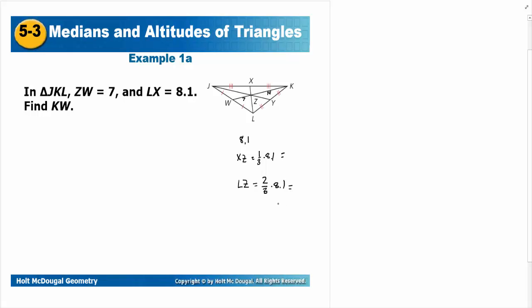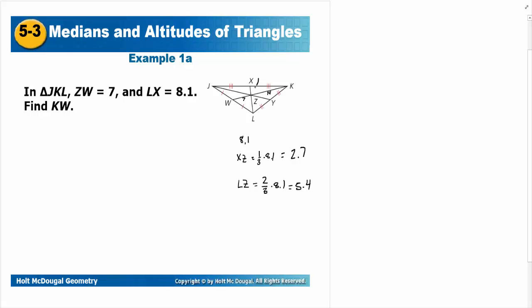And we just need to go ahead and multiply those two pieces together. So if I multiply 1/3 times 8.1, that's going to give me 2.7. Okay, then I'm going to go 2/3 times 8.1, and this one's going to give me 5.4. And again, you can see how 2.7 is half of 5.4 if you double it, and if you add 5.4 and 2.7, you are going to get 8.1. So I have those lengths as well.